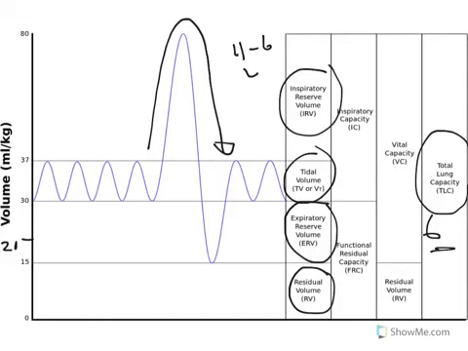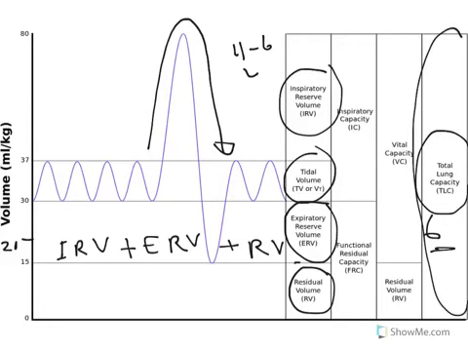So total lung capacity, we measure it by adding the total air that we can forcefully inhale plus the total air we can forcefully exhale. So it's IRV plus ERV plus RV. This is the volume. So this is the total lung capacity. It includes this one and this one. As you see, we didn't include tidal volume because tidal volume will be included when we add ERV to IRV.